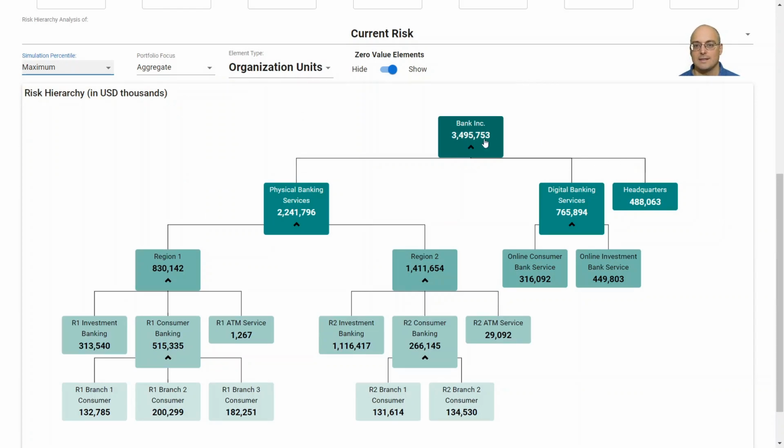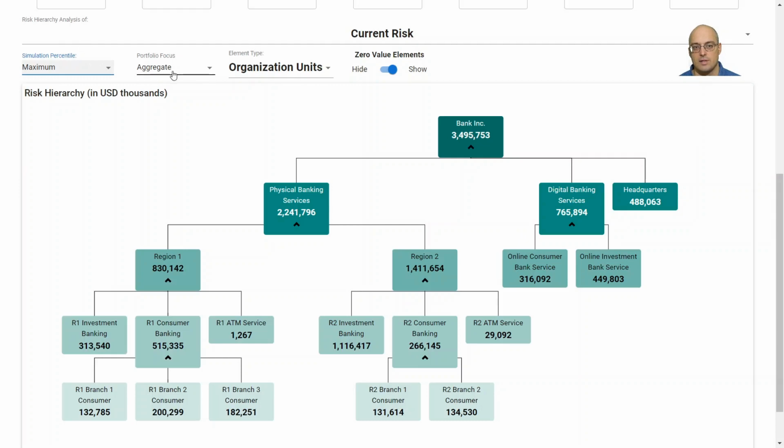This highlights the potential worst case for the entire portfolio. This is a hypothetical year. What's the potential worst case scenario for a given year? What is the maximum loss exposure for the organization?